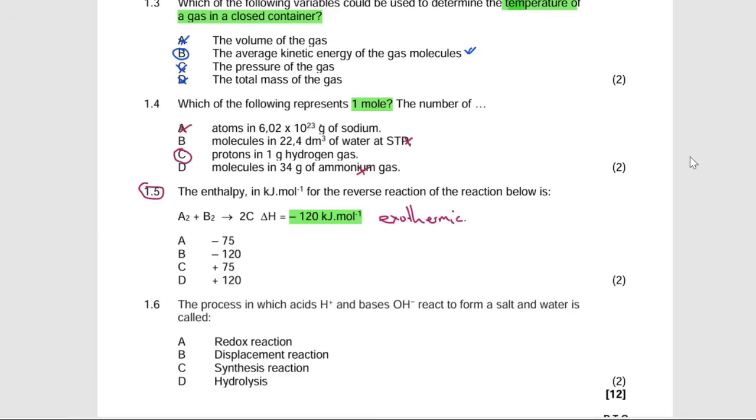So if you're asked why it's an exothermic reaction, it is allowed to use the symbol delta H is less than 0 as your reason. So this is a valid reason. So now they're asking us the reverse reaction of this, right?